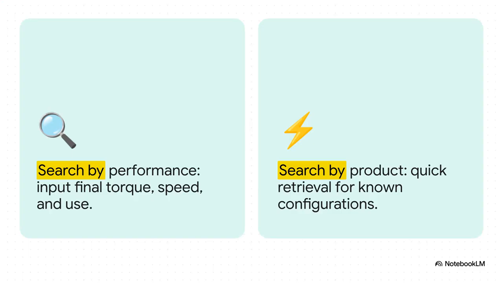The really smart thing about this tool is that it recognizes users are at totally different stages of their projects. So you basically get two main paths. On one side, you have the exploratory path, searching by performance. This is for when you know exactly what you need the machine to achieve, right? But you might not know exactly which motor gets you there. Then on the other side, you've got the fast track, searching by product.